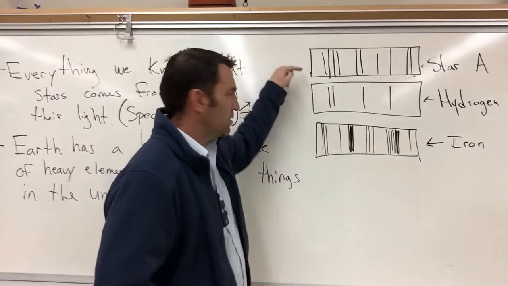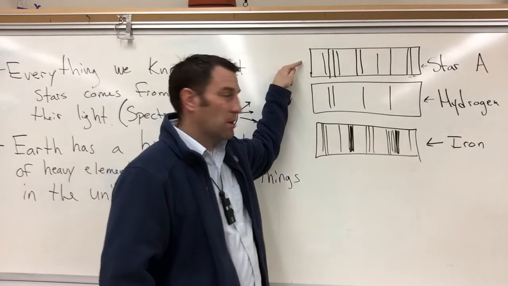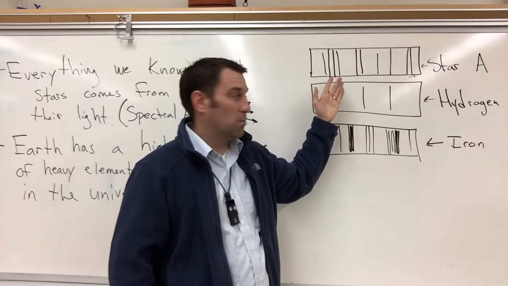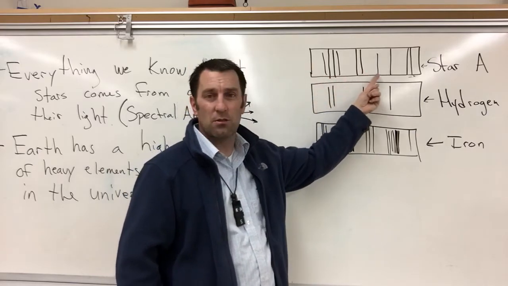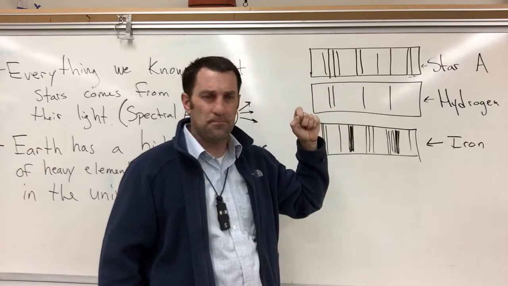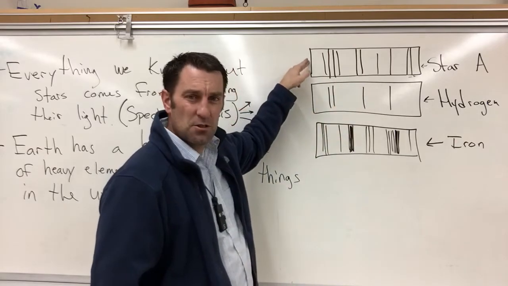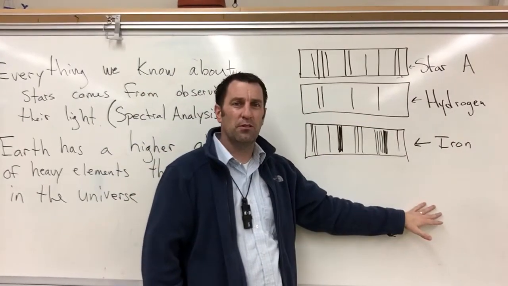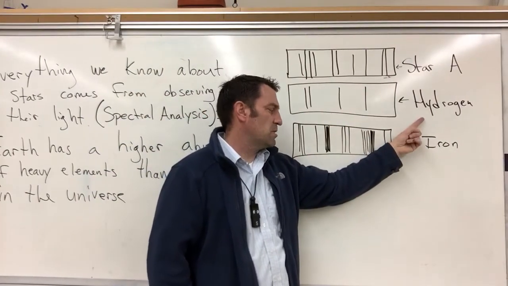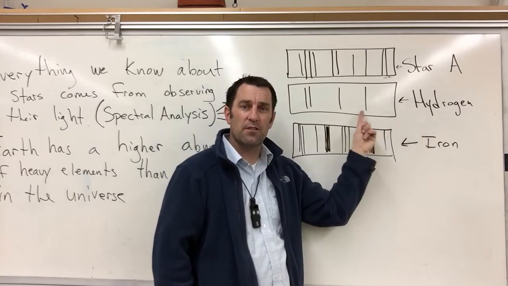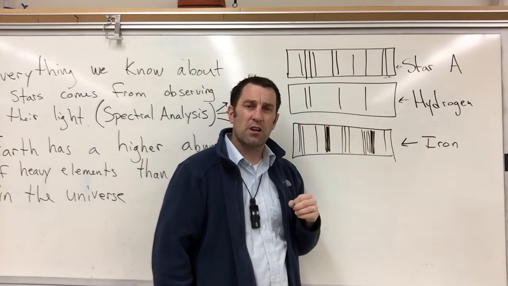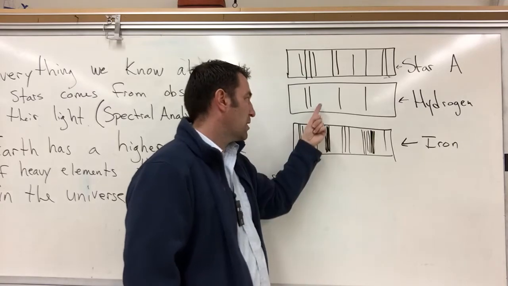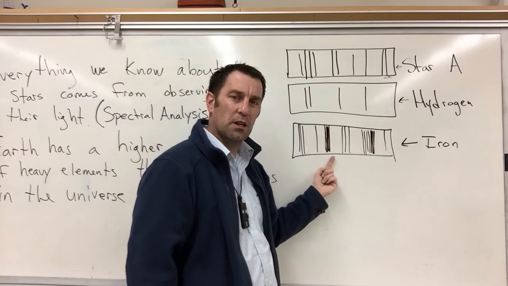All right, so in this simple example, we have star A, and we've looked at its light and passed it through some sort of spectroscope and found that it had these various colors or wavelengths of light. So that's the star we're observing. And then I just put two examples of elements. So this would be something we would know. Hydrogen would have this specific spectral line signature. And if we look at hydrogen versus iron, they're quite different.